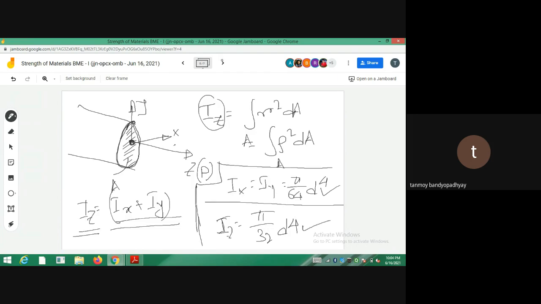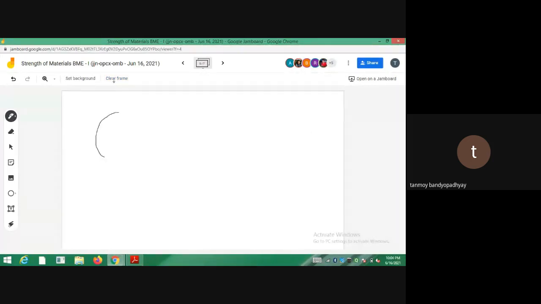This is for a solid shaft, but if you have a hollow shaft, something like this, then, if this were a solid shaft of diameter, say, capital D, you should have Ip, or Iz, or whatever you call the polar moment. That should be equal to pi by 32 d to the power 4, or you can write it as pi by 2 r to the power 4.